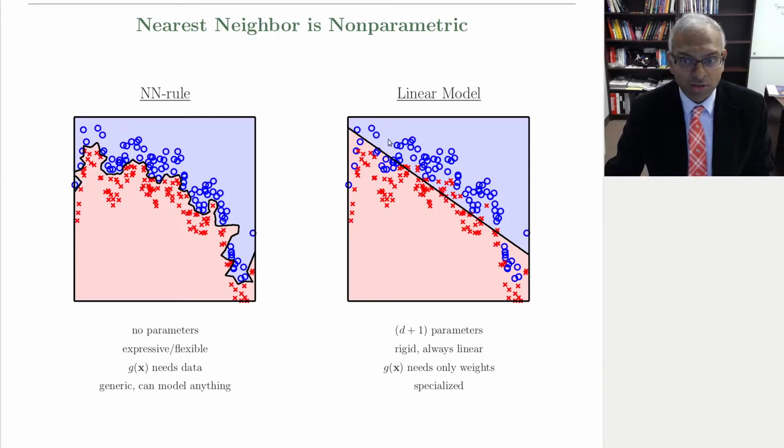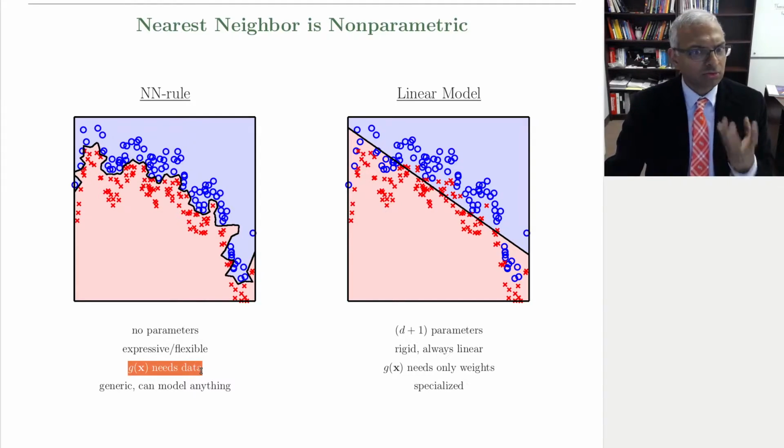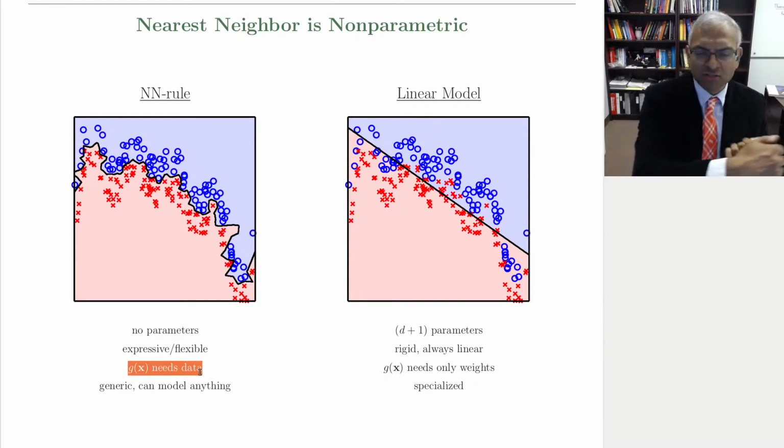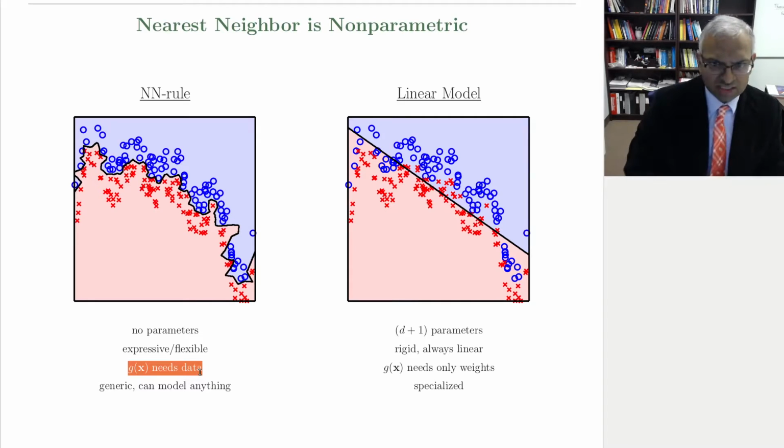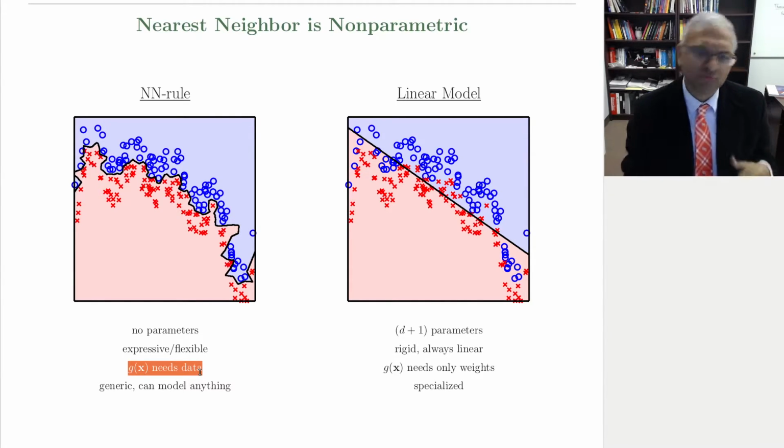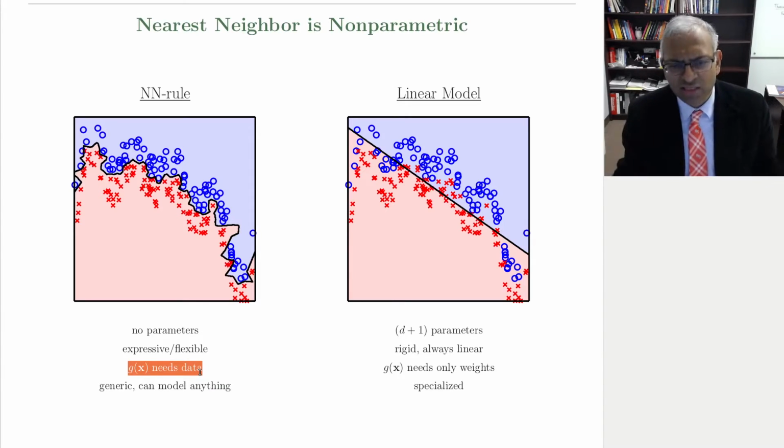Now, in the linear model, you have to find your d plus 1 parameters corresponding to your d features and the augmented 1. In the nearest neighbor rule, you have no parameters and you're ready to classify. You have your final hypothesis immediately the moment you get the data, but you have to keep all the data. In order to classify in the future, you have to keep all the data, because the test point requires you to search through all the data points and find the closest neighbor and then classify accordingly. This is not too different from the k-nearest neighbor. All the essence of the k-nearest neighbor algorithm can be understood from just the nearest neighbor algorithm.